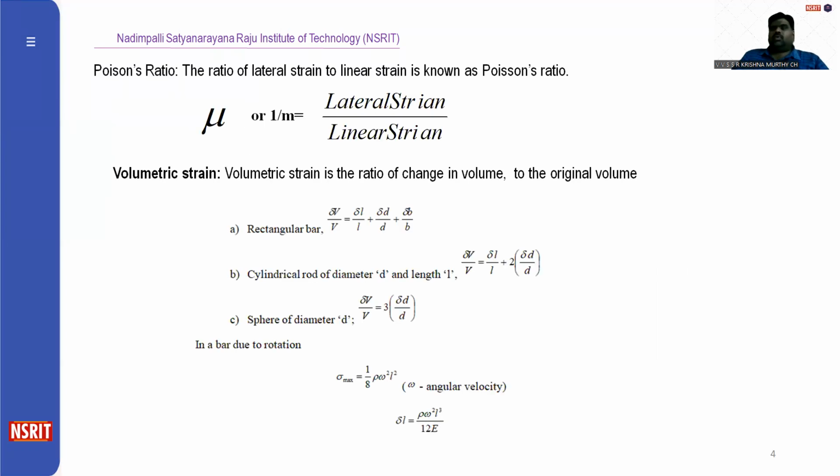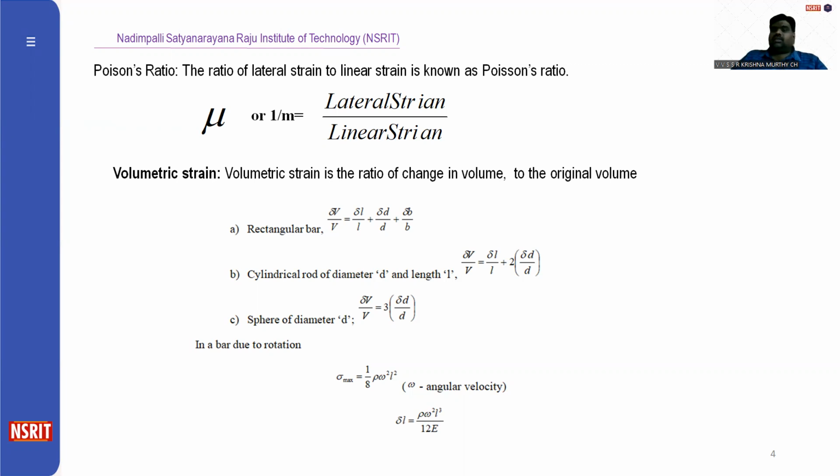Now what do you mean by Poisson's ratio? Poisson's ratio is defined as the ratio of lateral strain to linear strain or longitudinal strain, and it is denoted by mu or 1 by m. Okay. And next is volumetric strain.